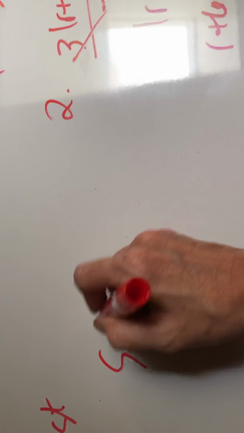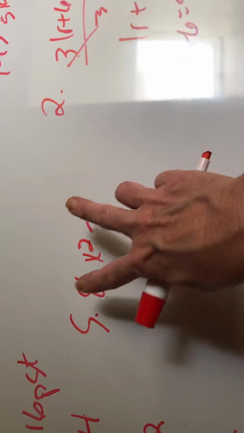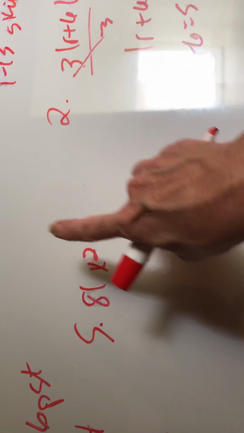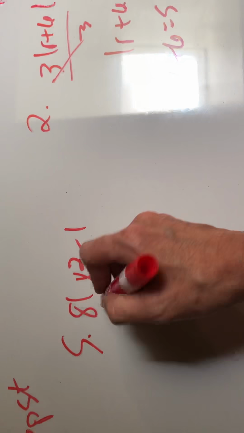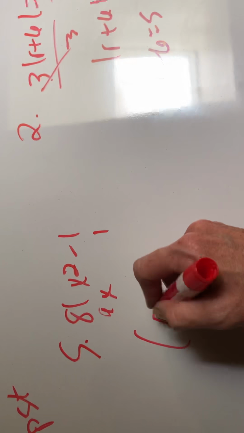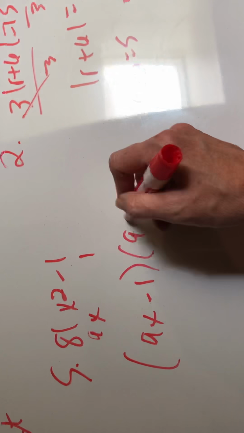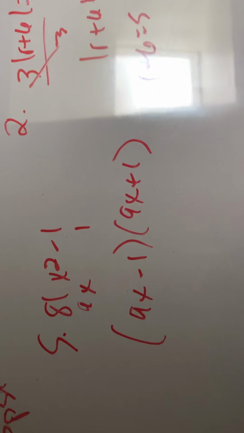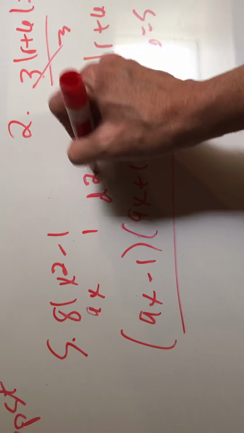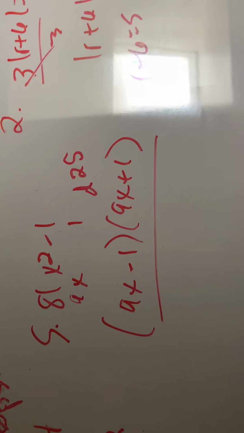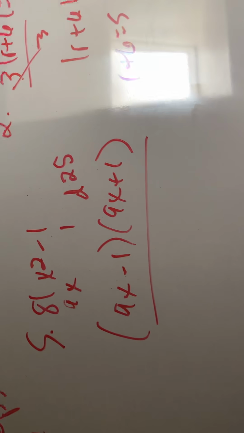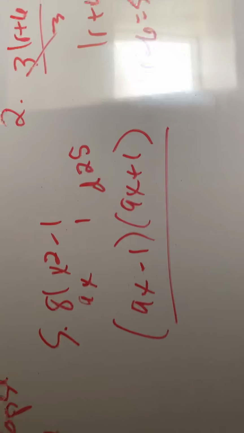Then on number 5, 81x squared minus 1, this is the difference of 2 squares. Because there's 2 of them, there's a difference, and they both have a square root, 9x and 1. So you do 9x minus 1 and 9x plus 1. And that's how it factors every time. That's the difference of 2 squares. So hopefully that helps on the difference of two squares.